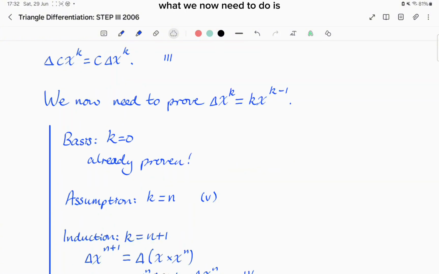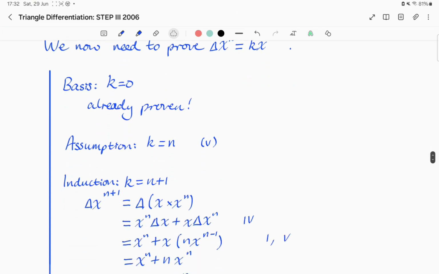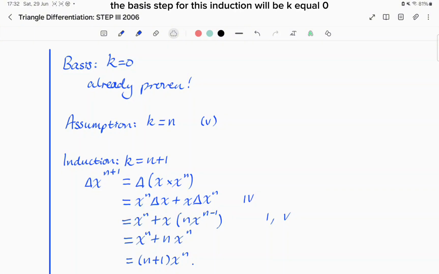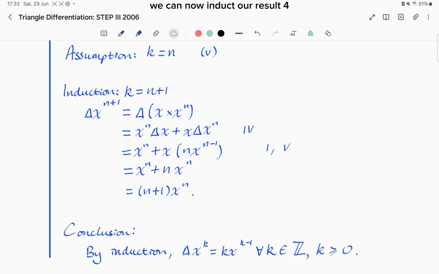What we now need to do is prove triangle x to the k is kx to the k minus 1, and we'll do this by induction. The basis step for this induction will be k equals 0. This has already been proved above. The assumption step will simply be to assume the case where k equals n. We'll call this assumption 5. We can now induct our result for k equals n plus 1.